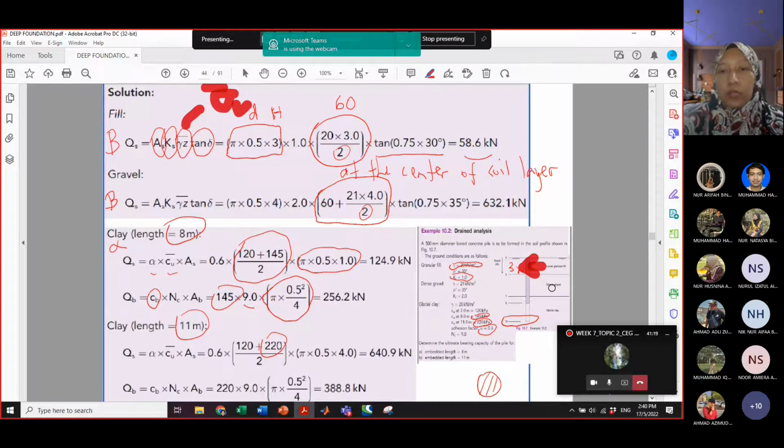So what we're going to do is 21.60 from the upper layer, the granular fill, plus the unit weight in the second layer, 21, times the depth of 4 meters, divided by 2. Divided by 2 because we want to estimate at the center, the middle of the gravel layer. I hope you can understand why for the fill we just take it like this. Then when we go to the second layer, we take it like this.